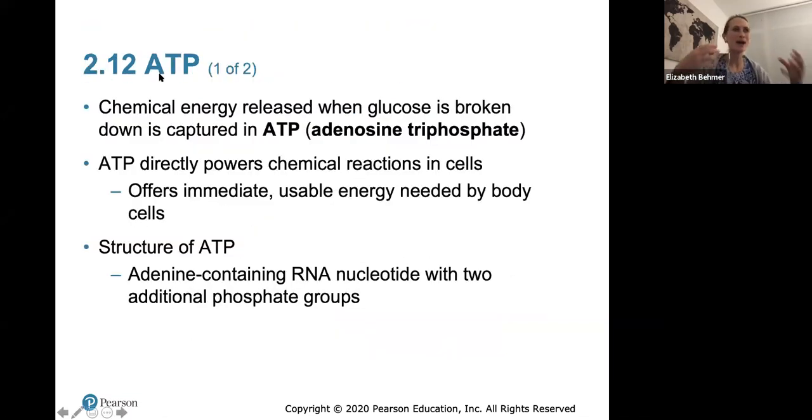All right, so we'll finish talking a little bit about ATP. This is another important biochemical molecule, possibly one of the most important in the body, because without ATP, we would be dead quickly. Why ATP is so important is that the chemical energy released when glucose is broken down is captured by ATP. So think of glucose as anything that you eat, and glucose is changed into ATP. ATP, adenosine triphosphate, directly powers all of the chemical reactions in your cells. It offers immediate usable energy needed by your body cells.